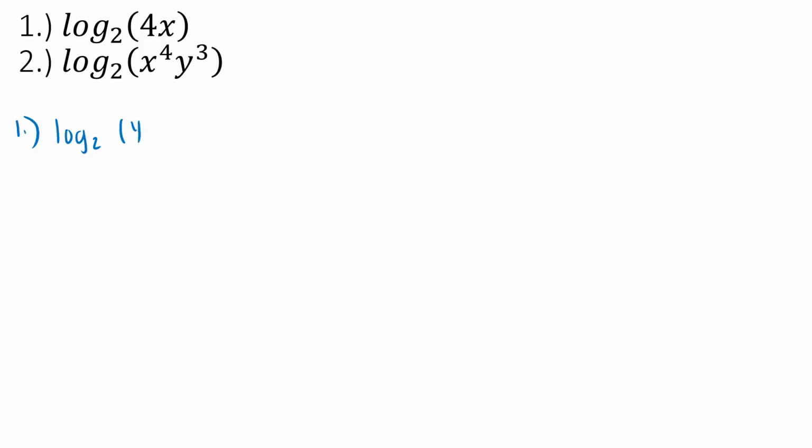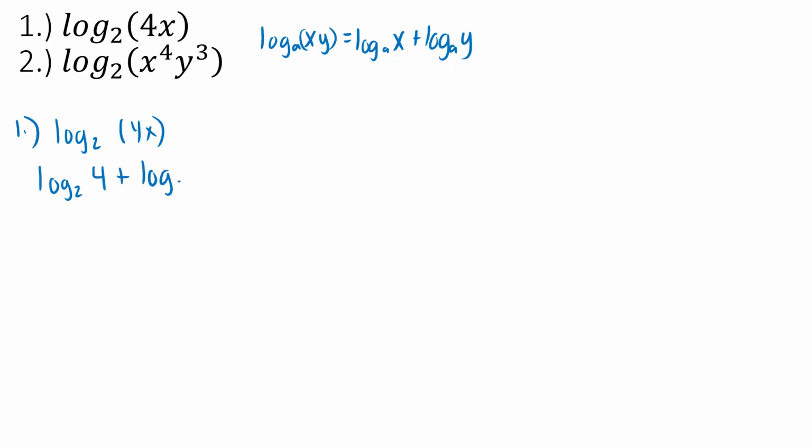So looking at this first one, we are going to engage this property here, which says that if you have the log of a product, that is equal to the sum of the logs of the individual factors there. And so this could be split up into log base 2 of 4 plus log base 2 of x. Now, at most introductory levels, this might be as far as you are expected to take it.